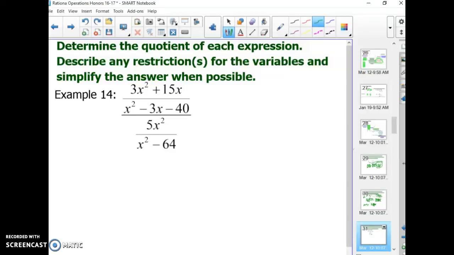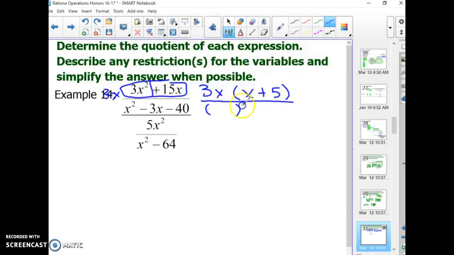All right, we have a complex fraction. So I'm going to factor it. On the top here, I'm going to factor. I get 3 out and an x out. When I do that, I get left with an x right there, plus 3 times something will give me 15, which is 5.